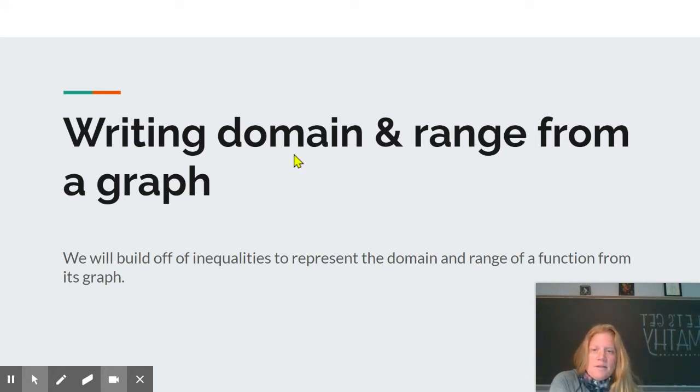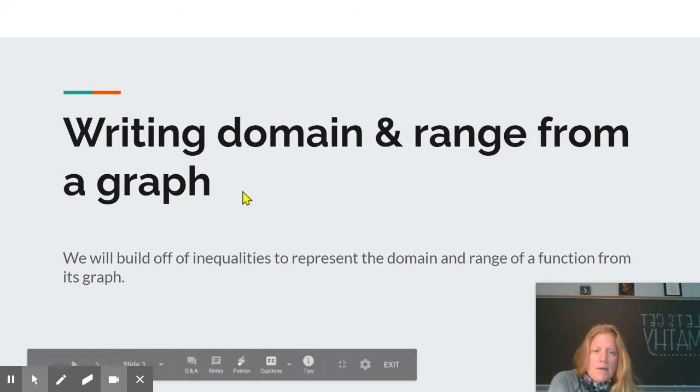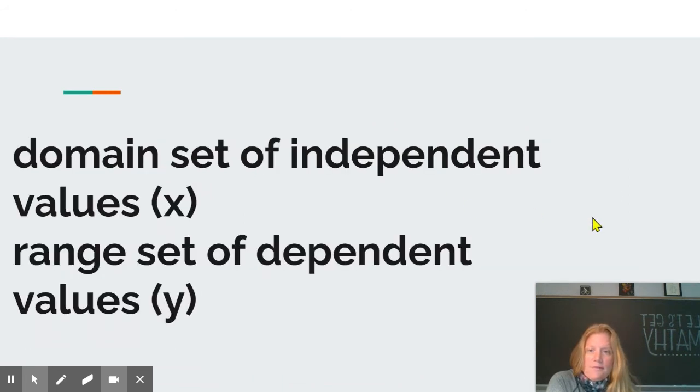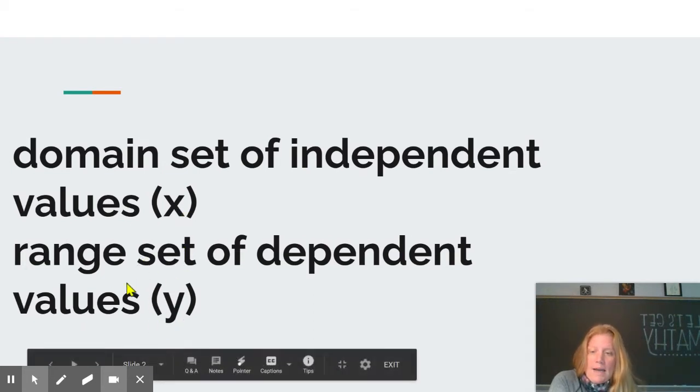Today we're going to discuss how to write domain and range from a graph. We're going to build off of inequalities to represent the domain and range of a function from its graph. From prior knowledge, you should recall that the domain is the set of input values, or your x-axis. The range is the set of dependent values, also the y-axis.